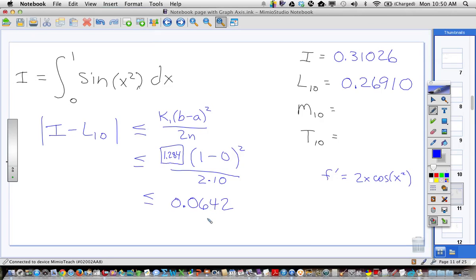Now, what did we find? What did we find? We have said that this approximation.